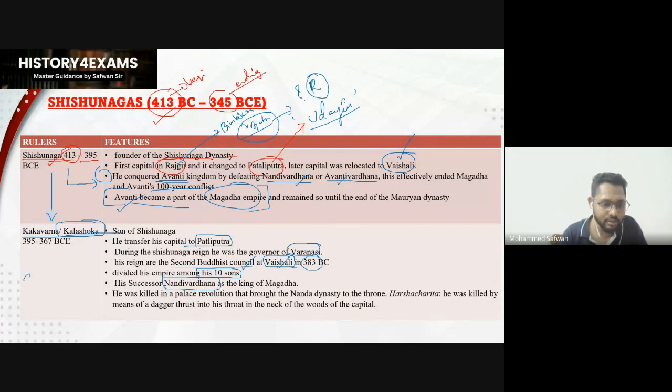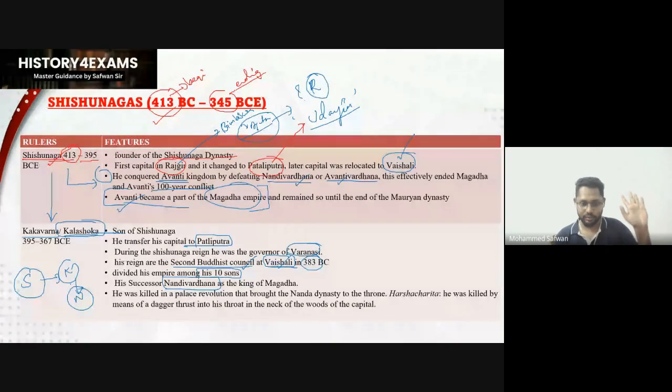So first we discussed Shishunaga, then comes Kalashoga. You have to note these three names. That's enough. He later became the king of Magadha or the Vaishali region. It is believed that Nandivardhana was killed by the Nanda dynasty. You have to note these three rulers, and Nandivardhana is going to be killed by another person called Mahapadmananda. Thus he is going to establish the Nanda dynasty.